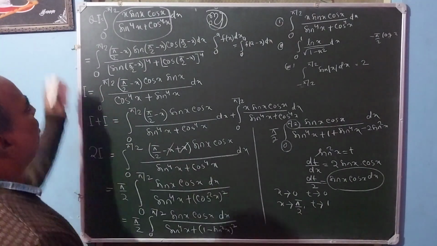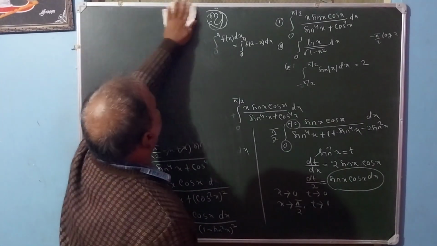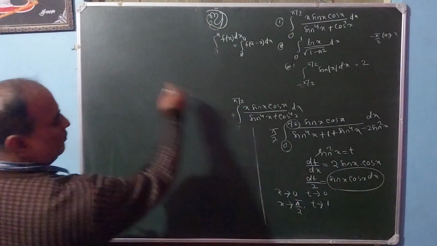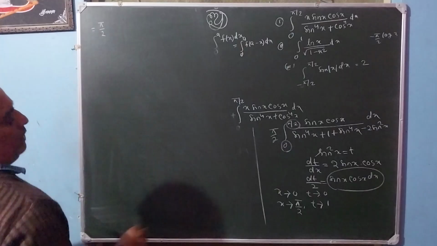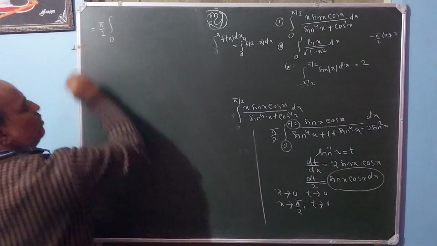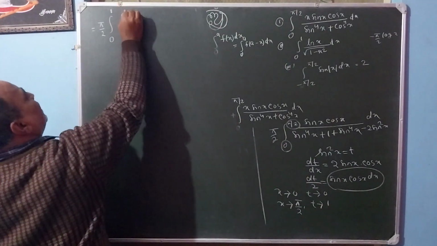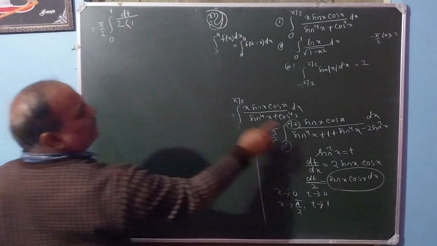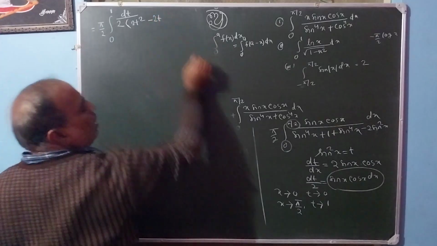So the integral becomes pi by 2. So in place of 0 we have to put, when x tends to 0, t tends to 0. When x tends to pi by 2, t tends to 1. In place of sin x cos x dx, we have to put dt by 2 divided by, here it is sin square x whole square means t square, here it is t square, plus 2t square minus 2t plus 1.